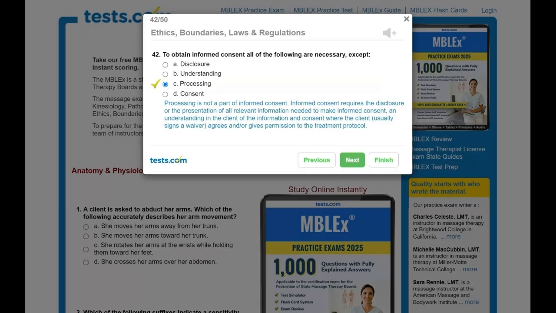Informed consent requires the disclosure of the presentation of all relevant information needed to make informed consent, an understanding in the client of the information, and consent, where the client usually signs a waiver, agrees and/or gives permission to the treatment protocol.